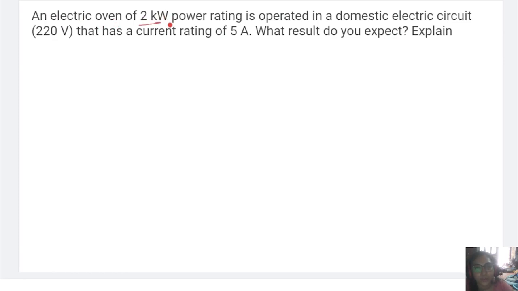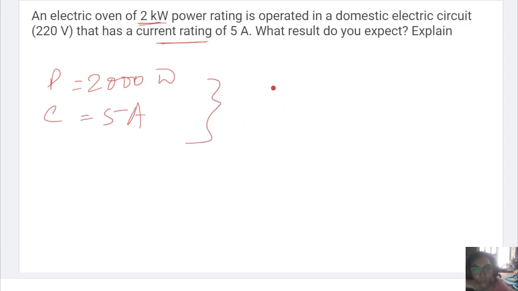An electric oven of 2 kilowatt power rating is operating in a domestic electric circuit that has a current rating of 5 ampere. What result do you expect? Okay. So we have an electric oven of power 2 kilowatt, 2000 watt. The current rating is 5 ampere. From here we could get how much voltage it requires, but instead, our easier option is to find the safety limit current, or how much current any appliance should take when it is put across a potential difference of 220 volt.